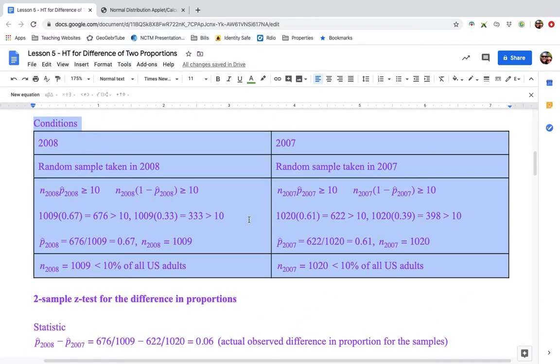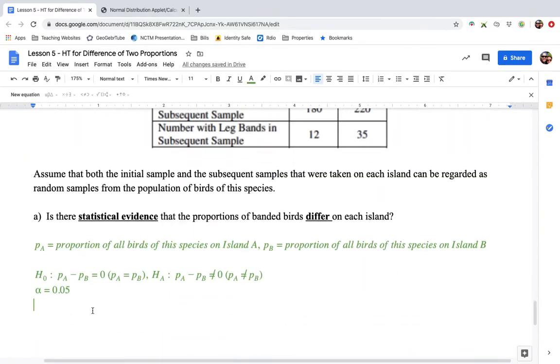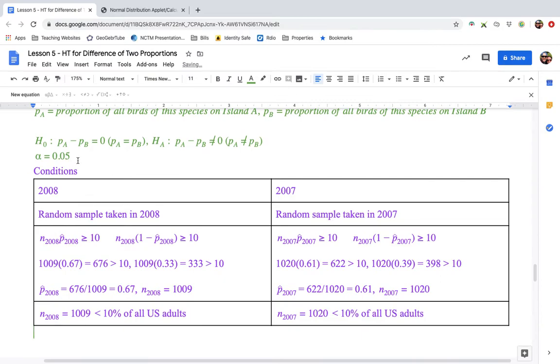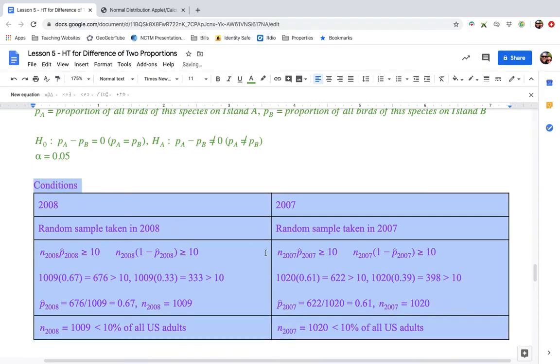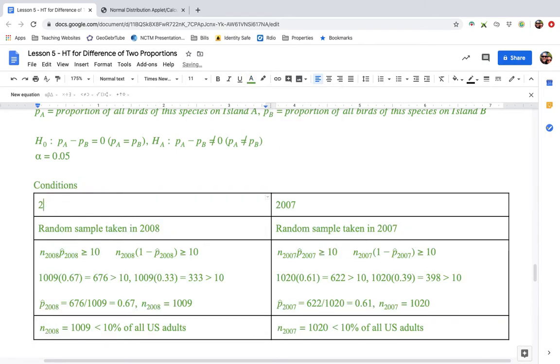Check your conditions for each sample. So you have to set this up. You've got your conditions here. Okay, for island A and island B, they said you can regard these as random samples. Told you that. It was given to you. Random sample taken on A, random sample taken on B. That's true.